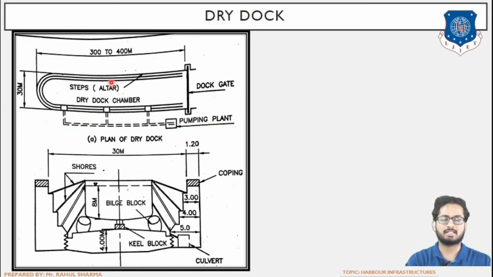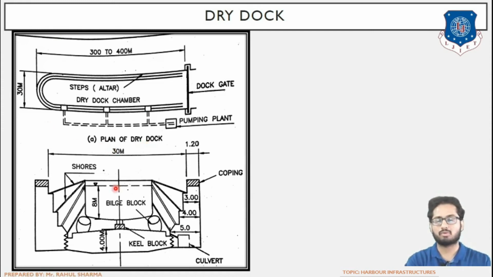Steps or altar is basically for the movement of the workmen. So here as we can see that workmen will move from this platform to the bottom to carry out the repair or maintenance work. And dry dock chamber is the full chamber as a whole. So these are the various labels and the meanings of the labels in the plan view of dry dock.